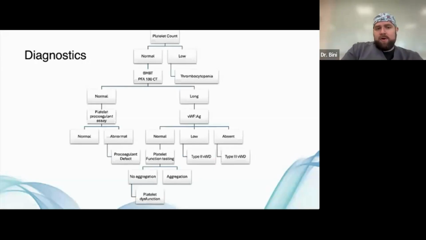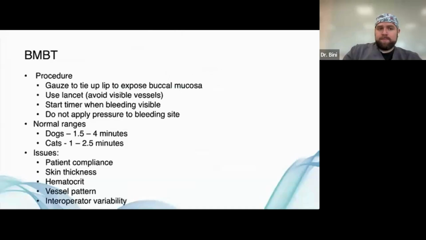This is a diagnostic tree, an algorithm that you can use to try to figure out what the actual issue is. But in reality, all of those diseases will make your patient hypocoagulable. Okay, so they will tend to bleed more. How can we assess it?